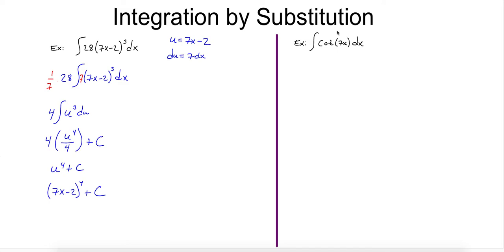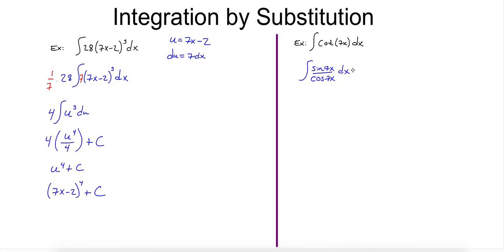All right. Let's take a look at this second example over here, this cotangent of 7x. This one's kind of a little bit unique. Before I take any kind of derivative, I'm just going to rewrite the cotangent as cosine over sine. So let's just make this sine of 7x over the cosine of 7x dx.